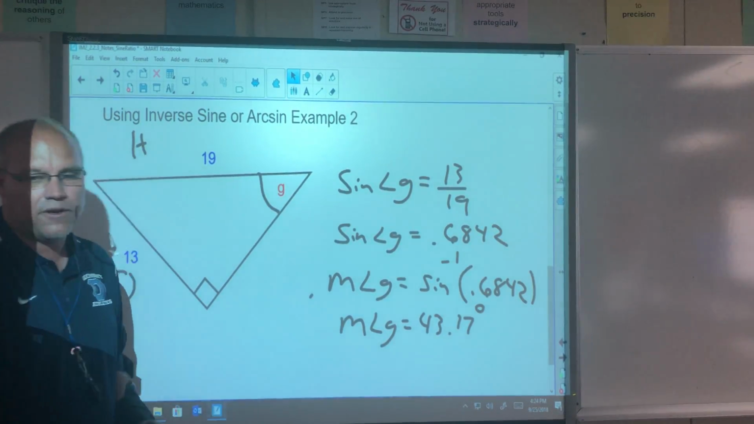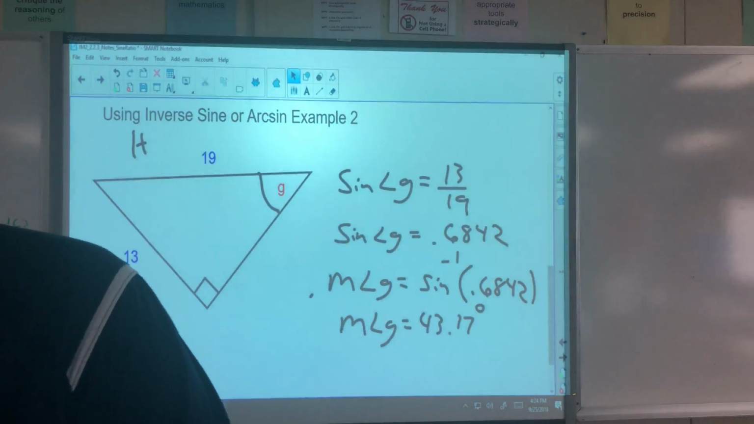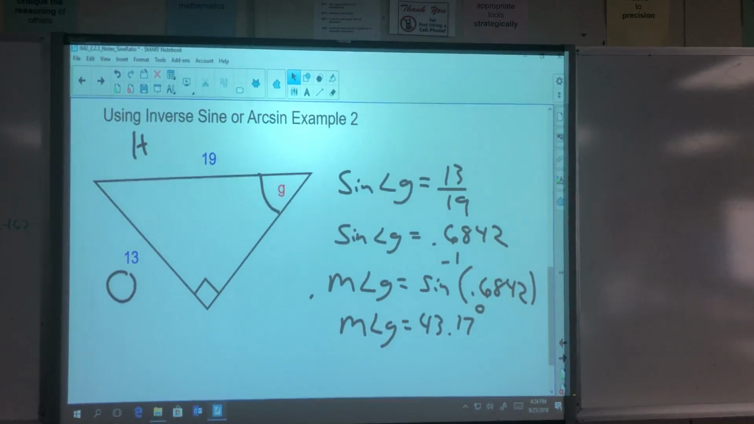So that's it for using the sine and inverse sine ratios. Our next one will be on cosine and inverse cosine.